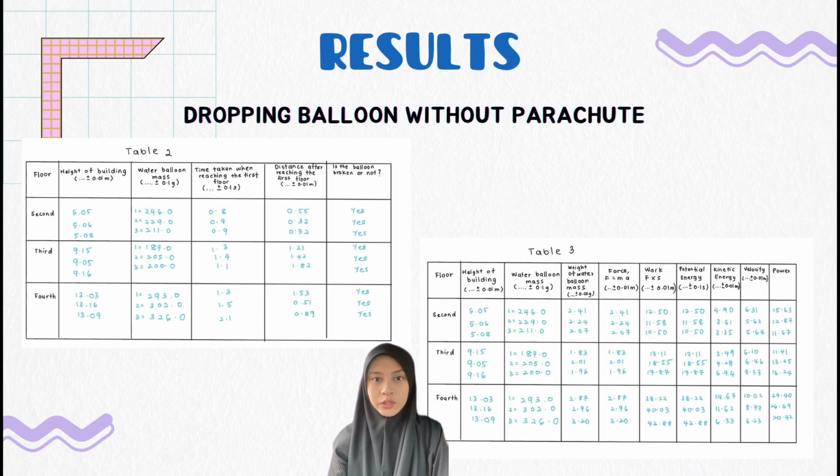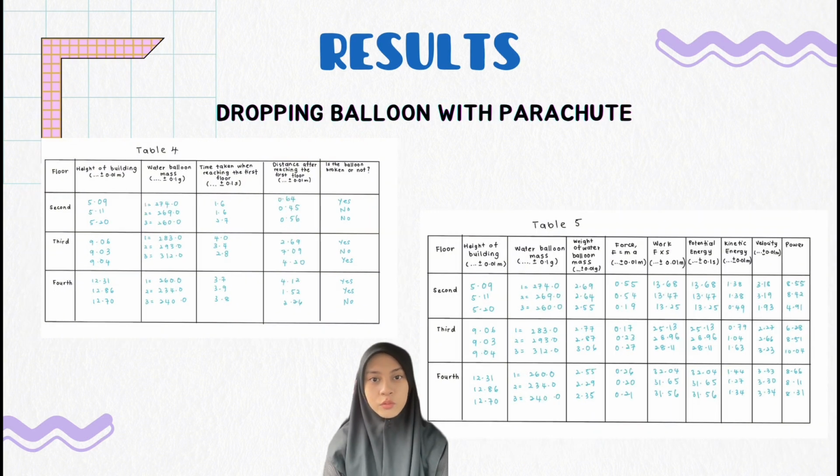When the balloon was dropped without the parachute, it fell much faster. The time taken was shorter and there was little air resistance. The velocity and kinetic energy were higher, causing a strong impact. The balloon broke easily when it hit the ground.